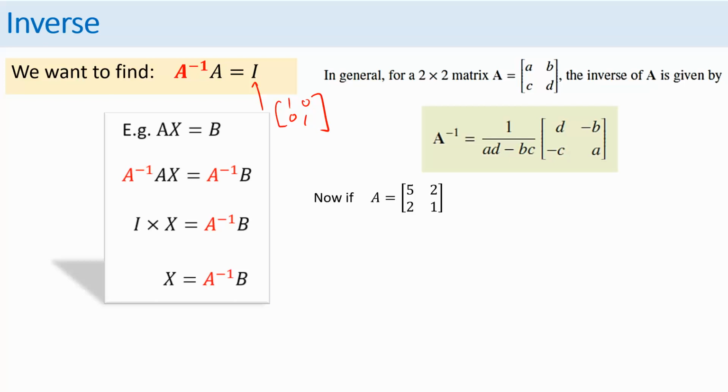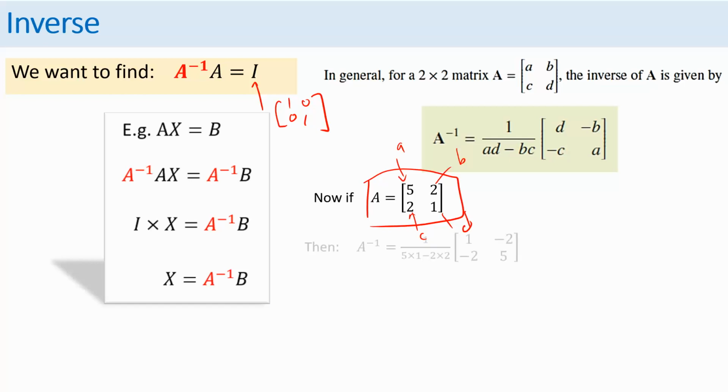Now A inverse, we've got the rule. Now if you look at this matrix here, what is my A, B, C, and D? Look in that matrix there. So if matrix A is 5, 2, 2, 1, then according to this, what is my A, B, C, and D? 5, 1. Yeah. A has to be 5. This is my A. 5, B, C, and D.